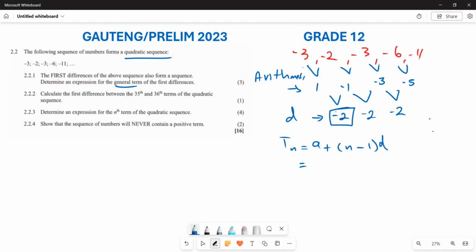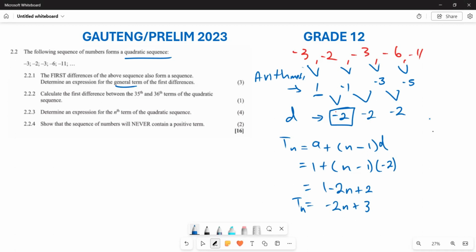Now, what is the a? Your a here is going to be the 1. So this is 1 plus (n subtract 1), and the difference you've already found as -2. So this is same as 1 minus 2n, plus 2. Which means the Tn here is -2n plus 3. That is the Tn that they are looking for. Hopefully this makes sense. Let's continue.